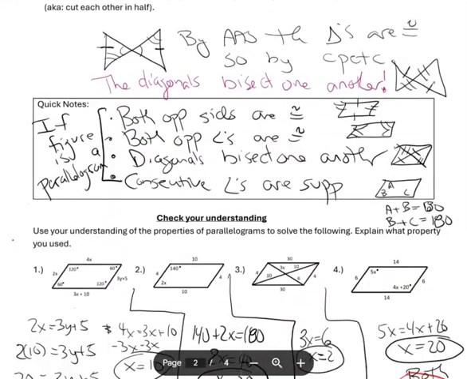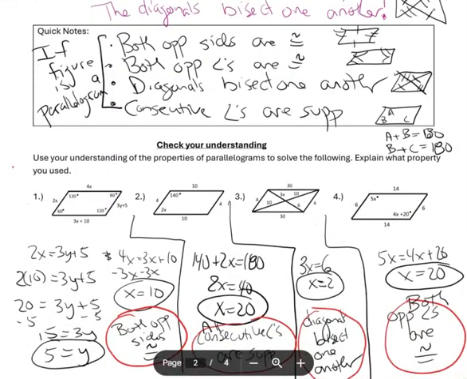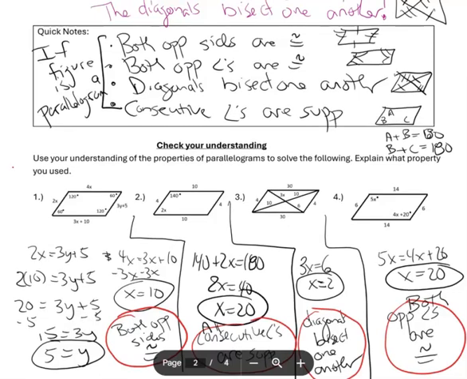Once again, the main thing here is that by definition, both opposite sides have to be parallel, but there's also 4 other properties that you can use. Both opposite sides congruent, both opposite angles congruent, diagonals bisect one another, and all consecutive angles are going to be supplementary.